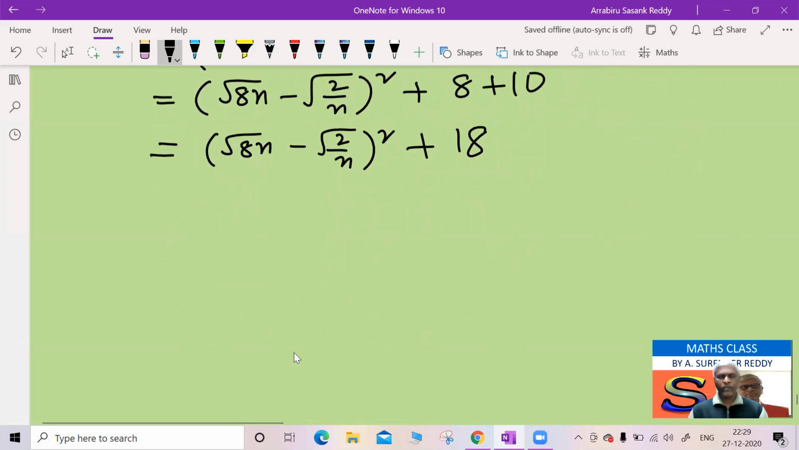Now observe why we are doing all these things. OP plus OQ: look at this one. There are two parts in it, one is a square and another is 18. Whatever it may be, the value inside the square is always a positive number.